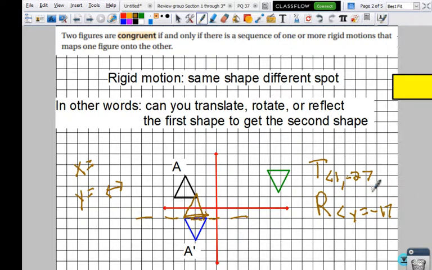You could do this a bunch of different ways. For example, you could reflect it first, and you would get to here where I have the green shape, and then you could just translate it, and you could still get here. You could have reflected it over the x-axis and then translated it. There's a bunch of ways you can do these. So just because you don't get the same answer as somebody else doesn't mean you're wrong. It just means what you did was different.